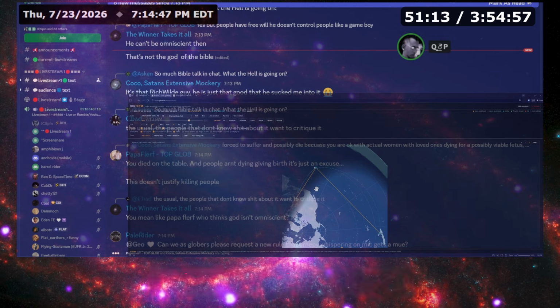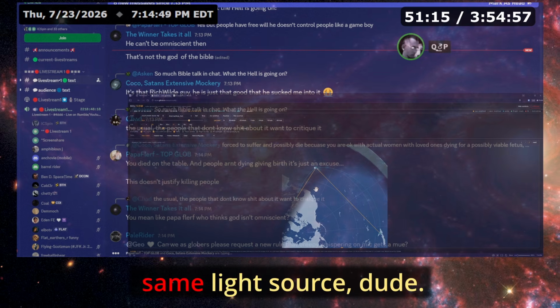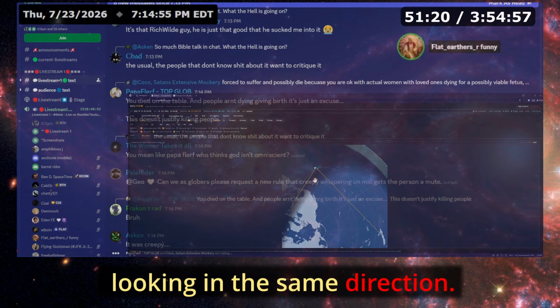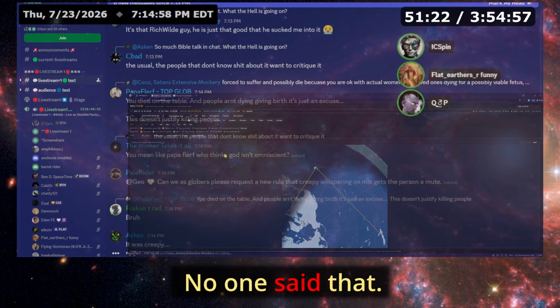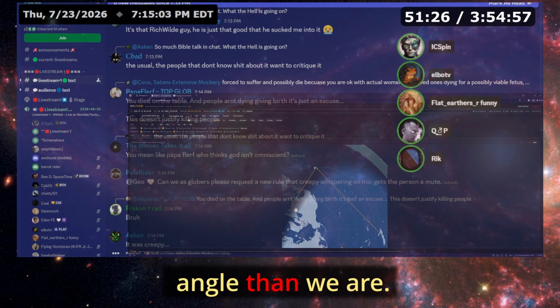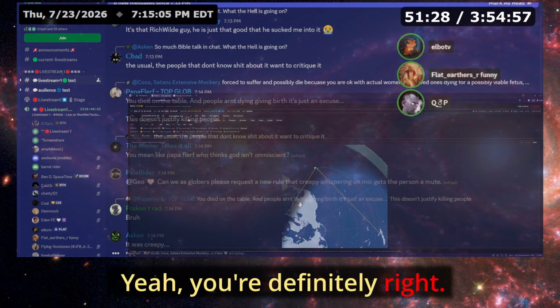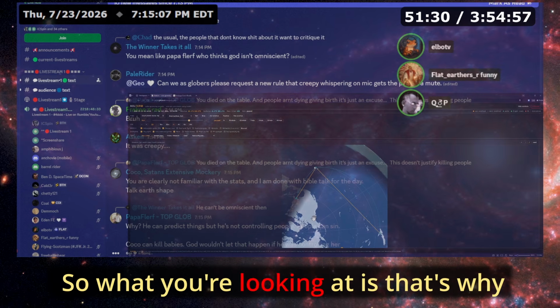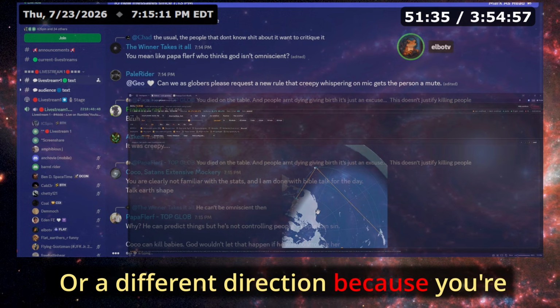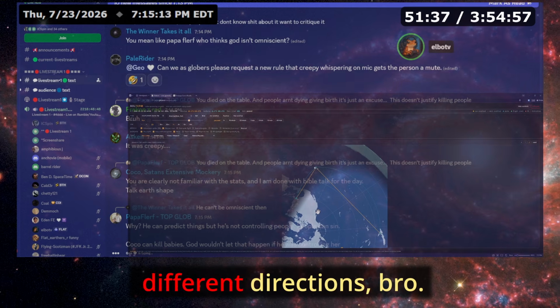What does that matter for the light source you're looking at? We're all looking at the same light source, dude. What is wrong with you guys? Well, you guys seem to think that they're looking in the same direction. They're not. Yeah, we're not. No one said that. He's looking at the moon from a different angle than we are. You're definitely right. That's why it looks upside down or in a different direction, because you're looking up from two different directions, bro.